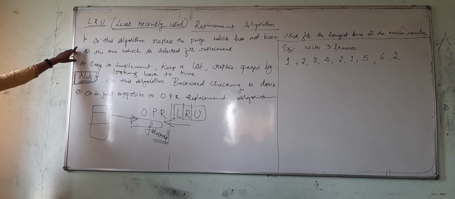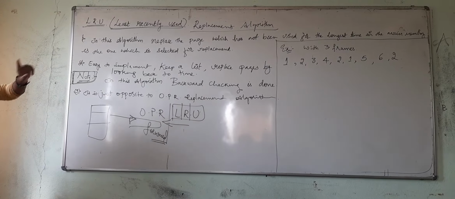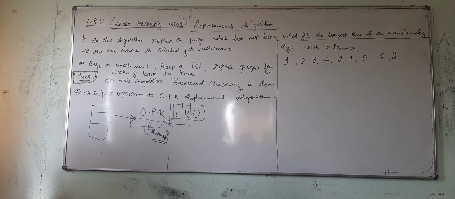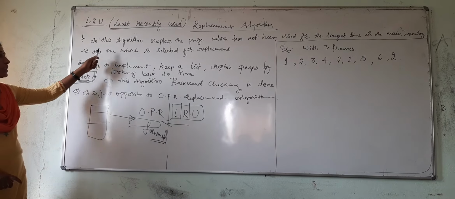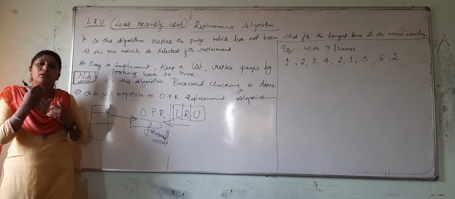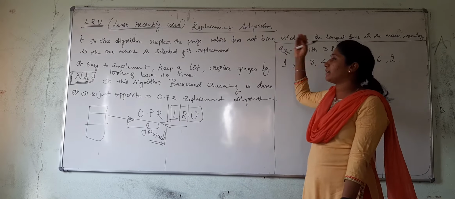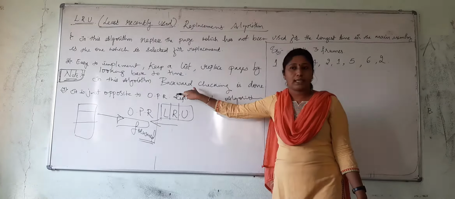So this is just the opposite of the OPR replacement algorithm. Or as you can read out: in this algorithm, the page which is not being used for the longest time in the main memory is the one which is selected for replacement. That's the meaning of it. We are just going to replace the page which is not used for the longest period of time by keeping the concept of the backward direction.